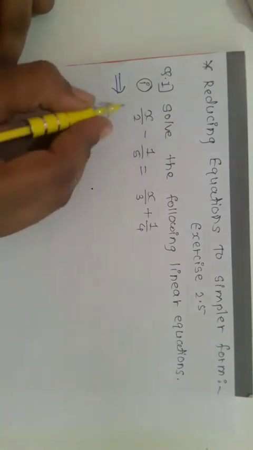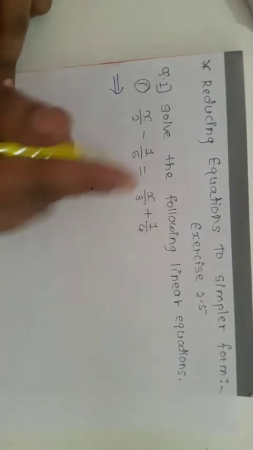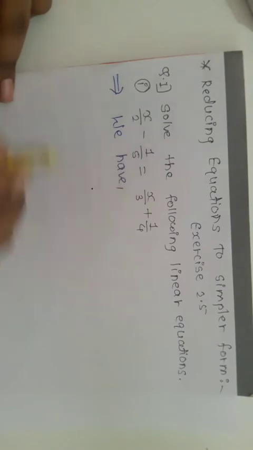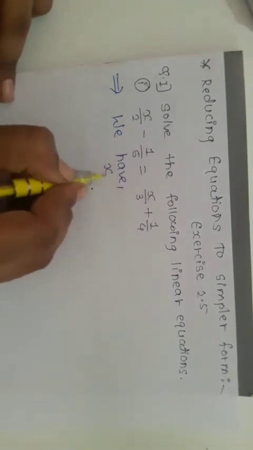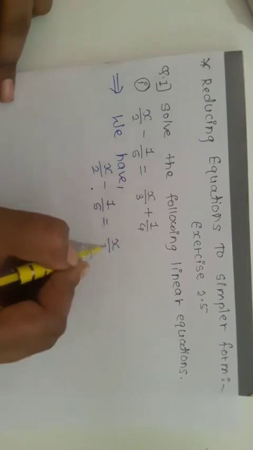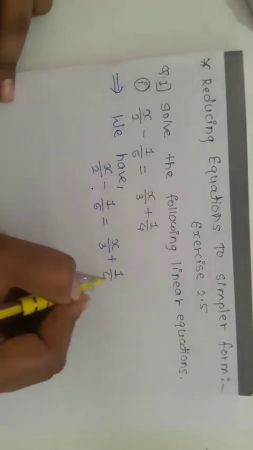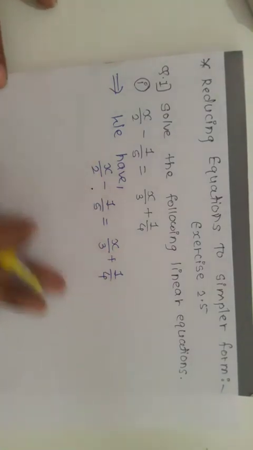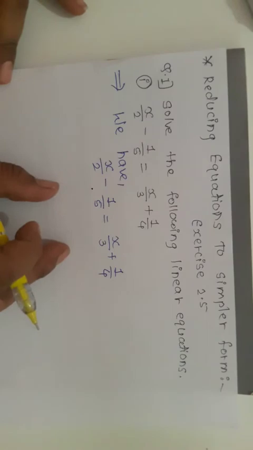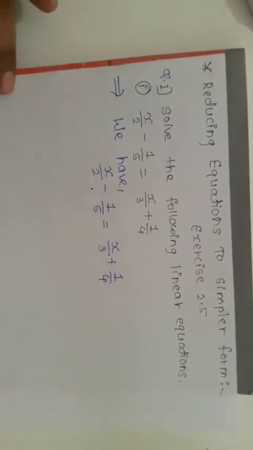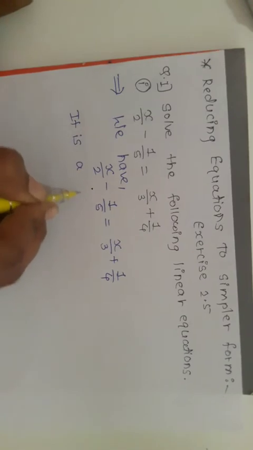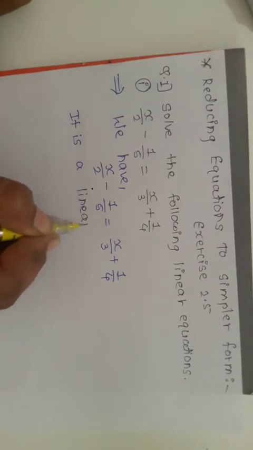Okay, so write down in answer. We have, first we have to write down the given equation. We have x upon 2 minus 1 upon 5 is equal to x upon 3 plus 1 upon 4. Now we have to convert this whole linear equation. This is obviously a linear equation because it contains linear expressions. So write down first, it is a linear equation.